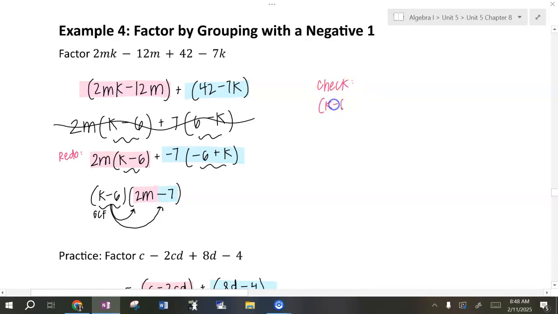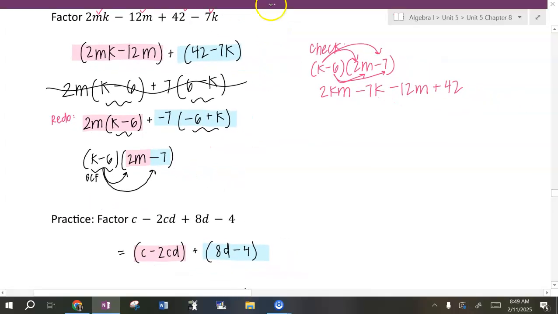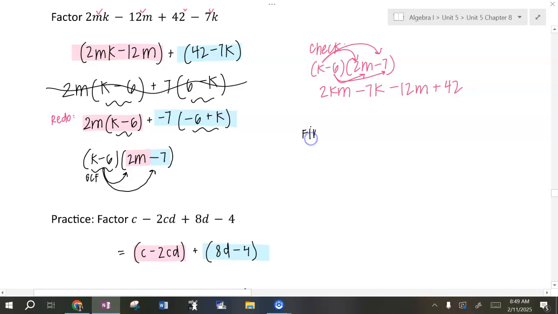If I want to check k minus 6 times 2m minus 7, I'm going to distribute the k first. I get 2km minus 7k. Then I'll distribute my 6, my negative 6 actually. I get negative 12m positive 42. Double check, do all four of those terms match what I have up here? Yes, so I know I got it right. Once you check your answer, now you can write down my final answer is the factored out version, so k minus 6 times 2m minus 7.